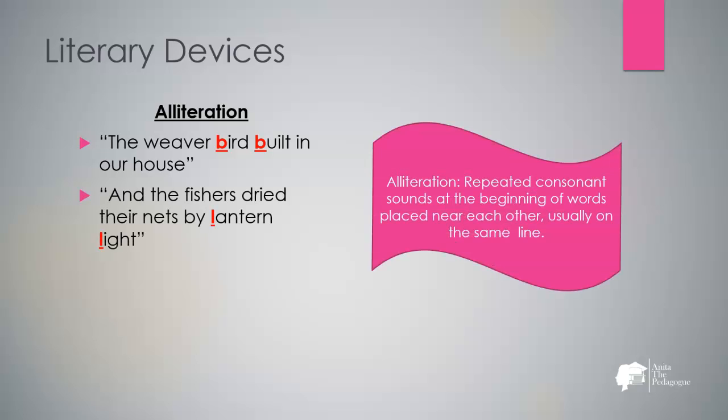The use of alliteration. Alliteration is the repetition of consonant sounds at the beginning of words. So we see "the weaver bird built in our house", so the sound B, and "the fishers dry their nets by lantern light", so the repetition of L in lantern and light.